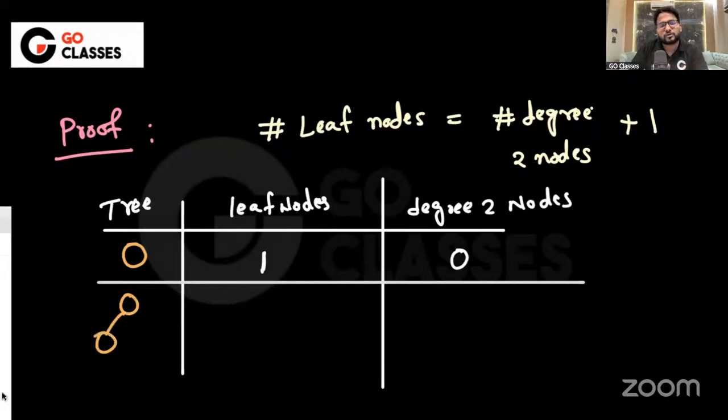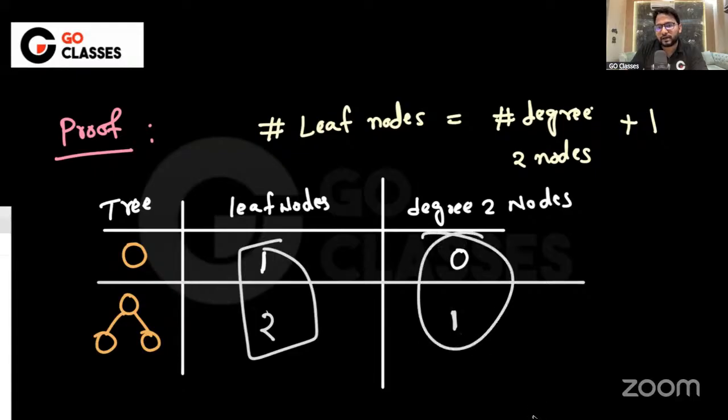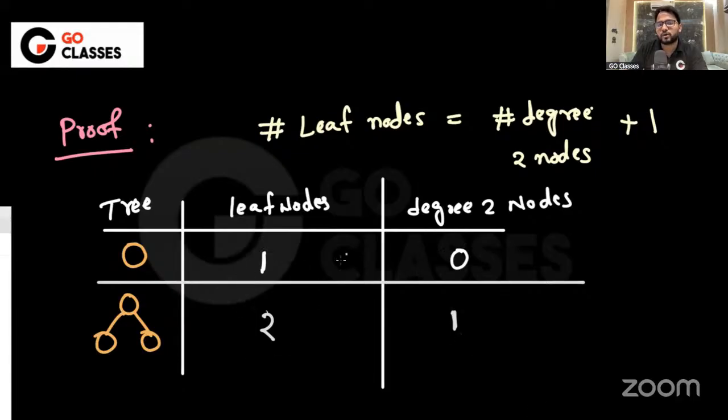So how many leaf nodes are here? Leaf nodes are again one only, and degree 2 nodes are again 0, right? Okay, suppose I add one more branch here. Now how many leaf nodes are here? Leaf nodes have now incremented to 2, and degree 2 nodes are 1, right? So basically, leaf nodes are greater than degree 2 nodes by plus 1. You can easily observe.